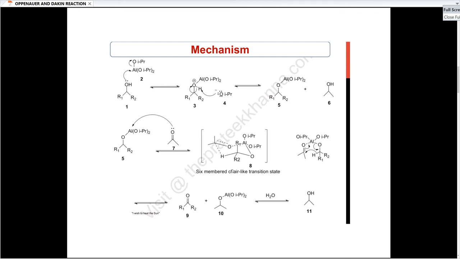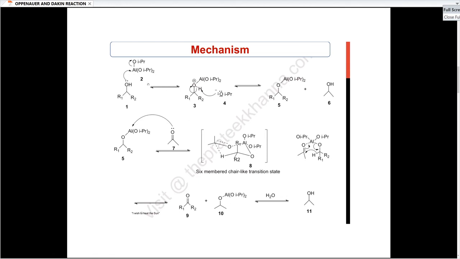And in this six-membered chair-like transition state, you can see a hydride transfer occurring. Hydride transfer from where? From the secondary alcoholic alkoxy group to the ketone. So this is how oxidation is also loss of hydrogen. You can see that the hydrogen is being taken away from the secondary alcohol group and transferred to the keto group. So finally, once this transfer takes place, this will be cleaved. Now you can get a ketone with the catalyst being regenerated here.